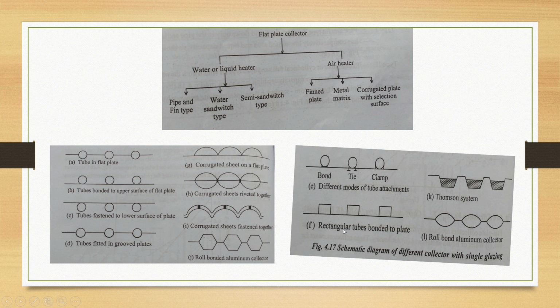Next is a triangular tubes bonded plate. This is a triangle where these tubes are bonded to the plate. Next is a Tyson system. Next is the roll bond aluminium collector. This is the roll bond where it is bonded to the aluminium collector. These are the different types of the flat plates with a single glazing.